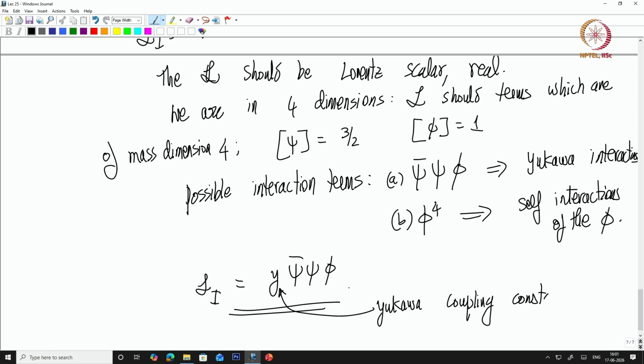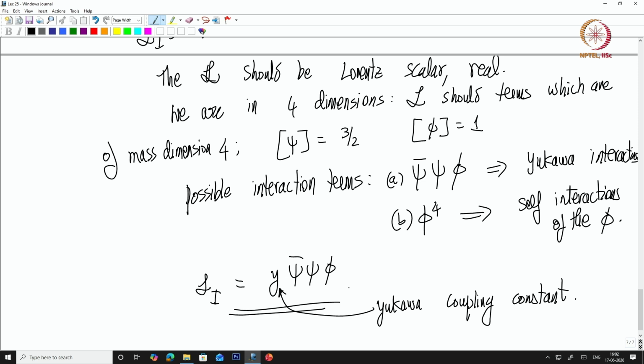So what we see already is that the requirement of Lorentz invariance, and that the dimension of the Lagrangian should be 4-dimensional and so on, already puts a very strong constraint on the kind of interactions one can have. Essentially, you cannot have any arbitrary interactions you want. So Lorentz invariance puts very strong constraints essentially.